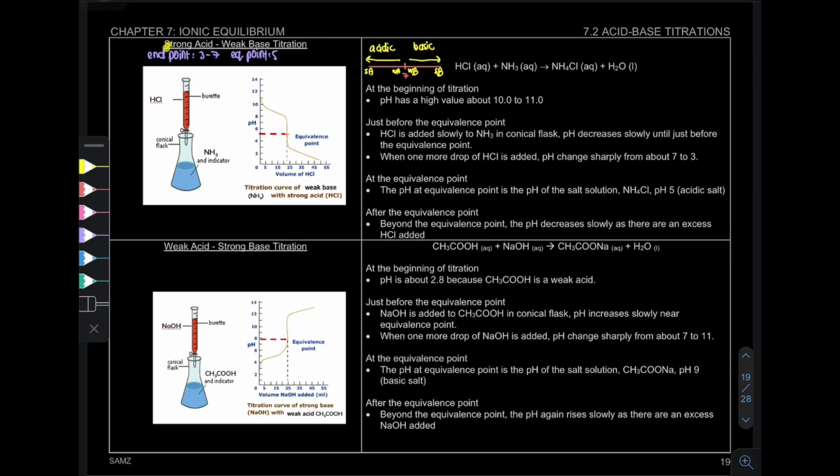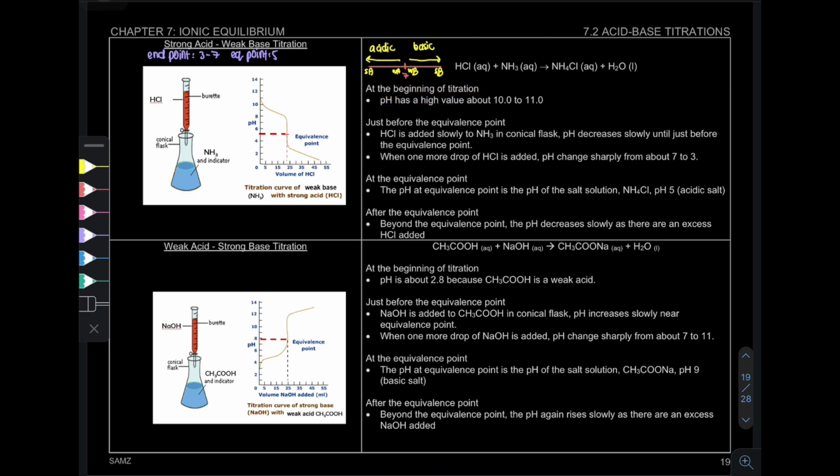Next, we'll look at the case of strong acid and weak base. So dalam case ni, our analyte ataupun the solution in the conical flask is our ammonia. Okay, so at the beginning of the titration, pH has a high value. High value ni sebab dia adalah a base. So base mestilah high sebab more than 7.